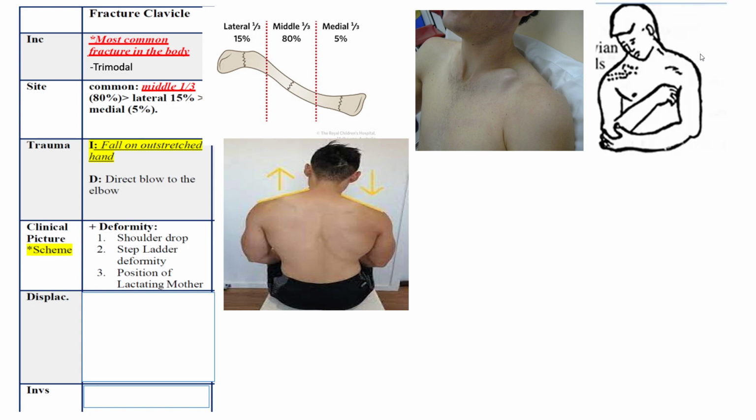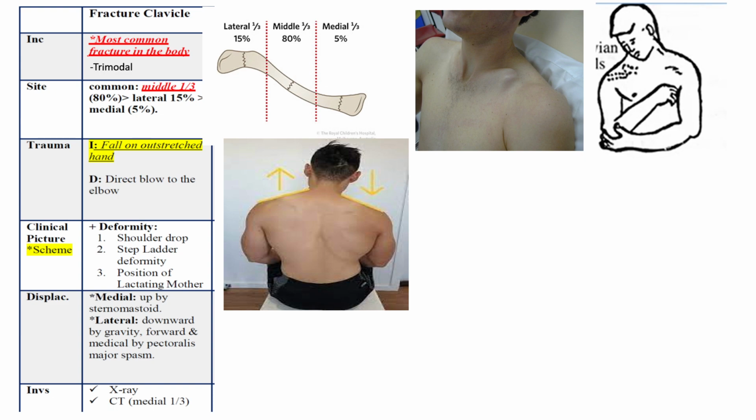the position of the lactating mother, in which the patient bends the neck to relax the sternomastoid and stop the displacement, and supports the elbow with the other hand. In this position the deformity will be easier to understand if you understand the displacement. What happens in the displacement of a fractured clavicle?